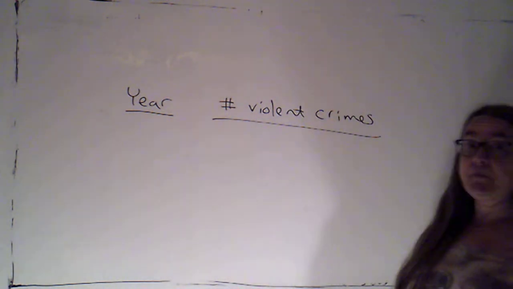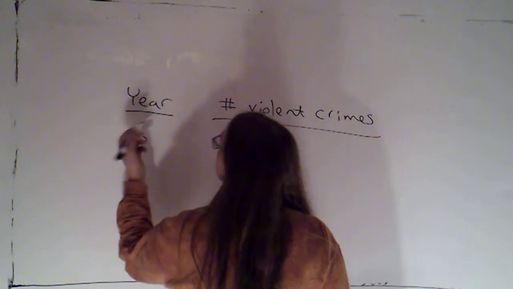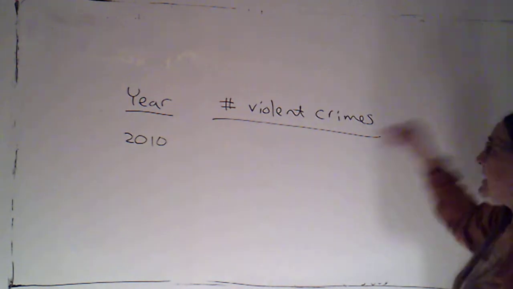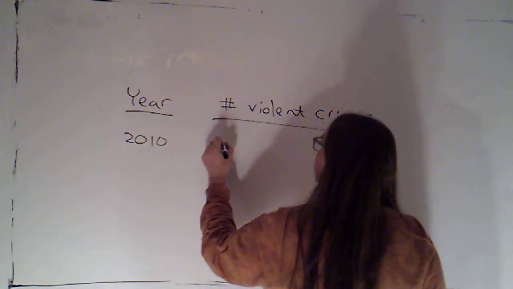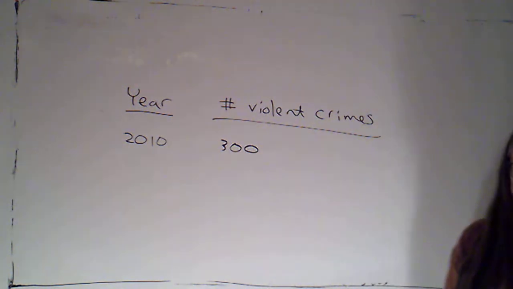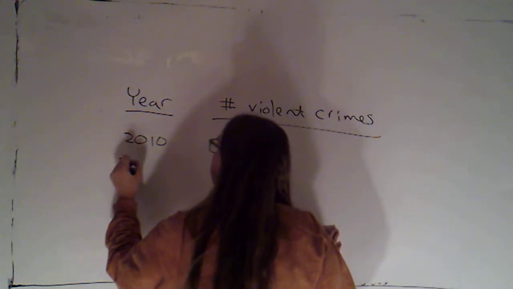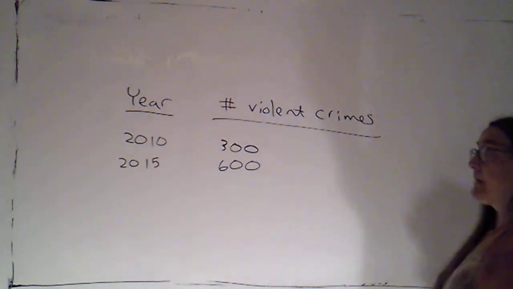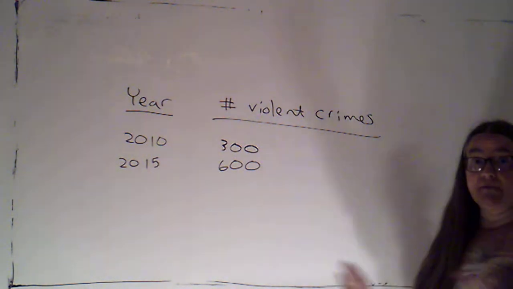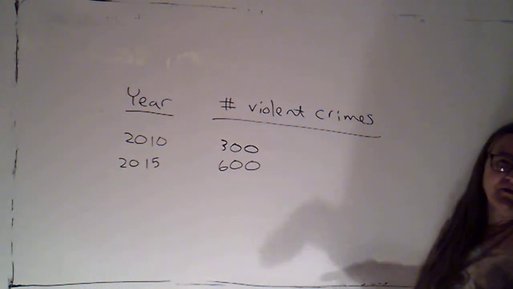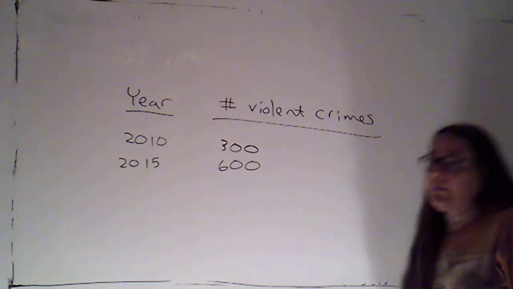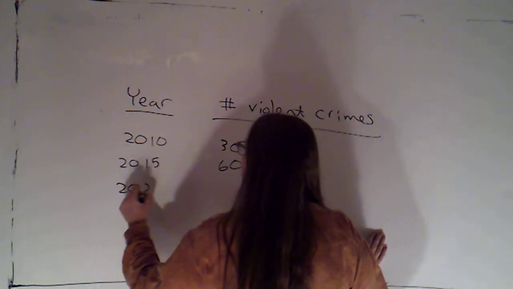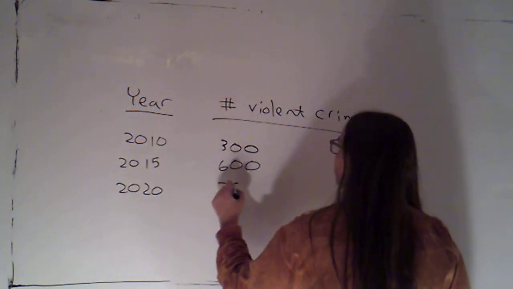So I've been the mayor of the town since the year 2000. Oh, we'll say 2010. And in the year 2010, the number of violent crimes that we had was 300. And then in 2015, the number of violent crimes that we had was 600. So violent crimes doubled. And again, the population was staying relatively constant. So it's not that suddenly we just had more people, so therefore we had more crime. I probably wasn't doing a good job as mayor of controlling the violent crime. In 2020, we had 750 violent crimes.